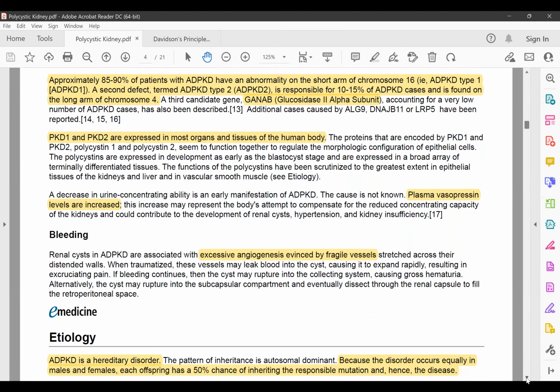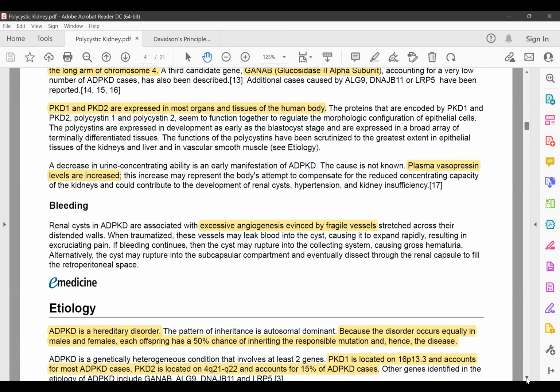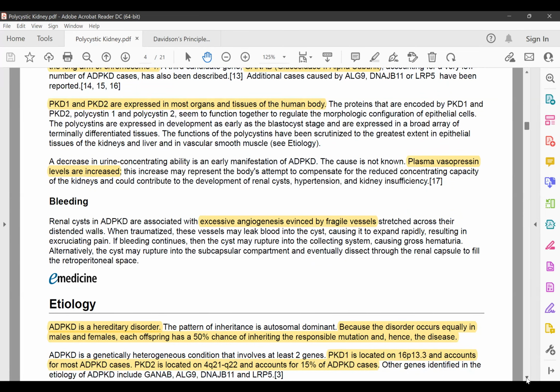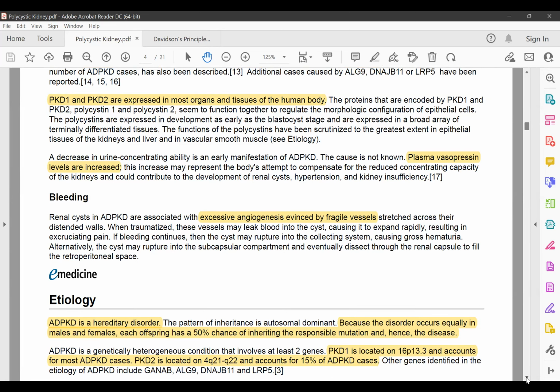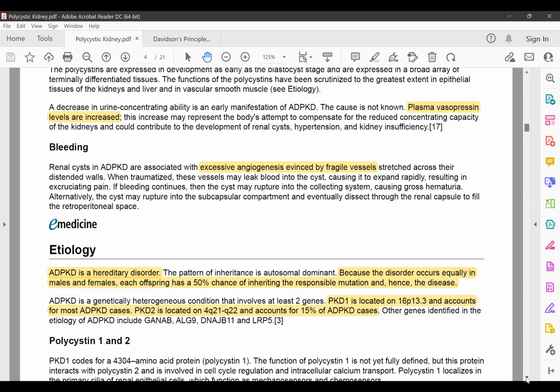So sometimes, plasma vasopressin levels may indicate the severity of the urine concentrating ability in ADPKD. Because concentrating ability is lost, urine becomes dilute, hypoosmolality in the plasma. Hypoosmolality stimulates the osmoreceptors, and vasopressin secretion will be more. Plasma vasopressin may be an indicator of the concentrating ability of the kidney. Bleeding is because of the neoangiogenesis and the fragile blood vessels break.